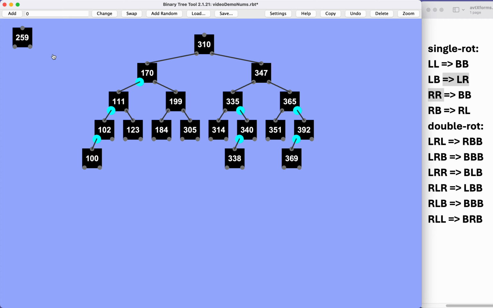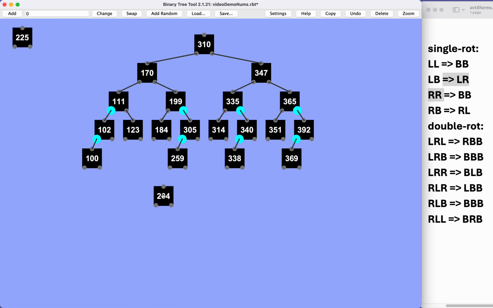Okay, I've inserted the 100s and the 300s. Now I'm going to insert some elements in the 200s and see what happens. So 259 is going to end up going right there and propagate height growth here. But now I just need to adjust this guy from left to balanced, and I'm done.